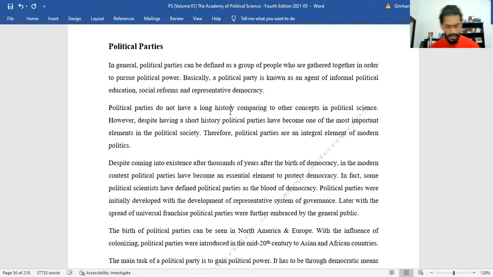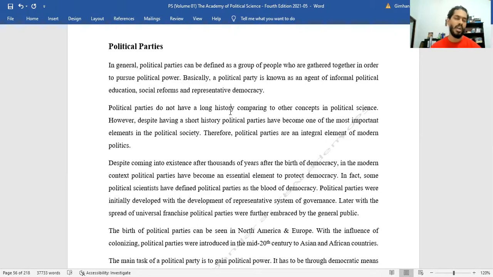Okay, now we are moving to political parties. Political parties are quite important because we consider them to be the blood of the body of democracy. Okay, so we normally consider political parties as the cornerstone of the political systems we have at the moment.